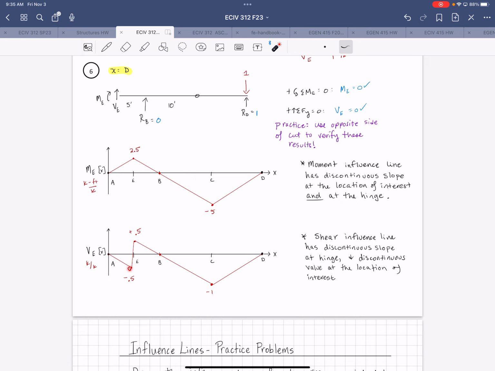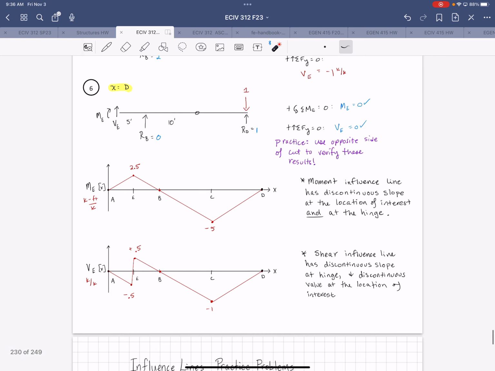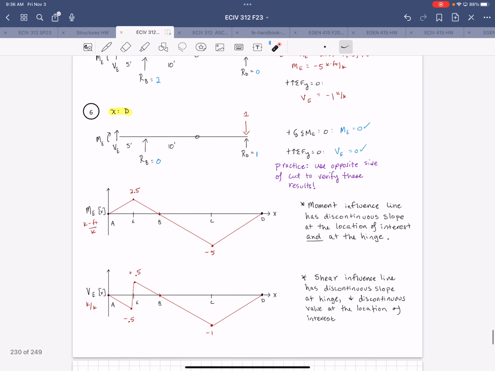You can see the characteristics that we've noted before. We have a discontinuous value at the location of interest, which is E, but the slope is the same on both sides of E. And one other thing that this example demonstrates is that if you have a hinge present in your beam, the slope of the influence line will always change at that location, regardless of the response. That's where the influence line can change slope.